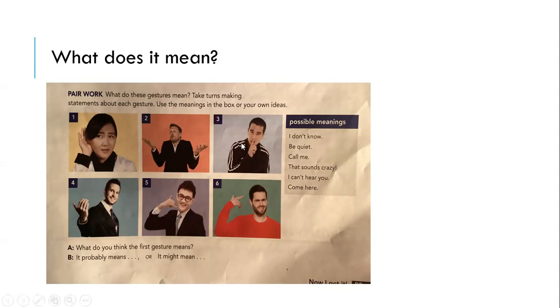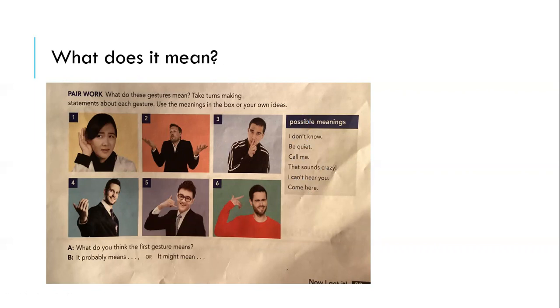You can find this picture on page 93. We have six different pictures with people doing different gestures, and we have the possible meanings. We have seen people doing these gestures all the time, so we know what they mean. The possible meanings here are: be quiet, call me, that sounds crazy, I can't hear you, and come here. They are not so "possible" because we know the answers, right?